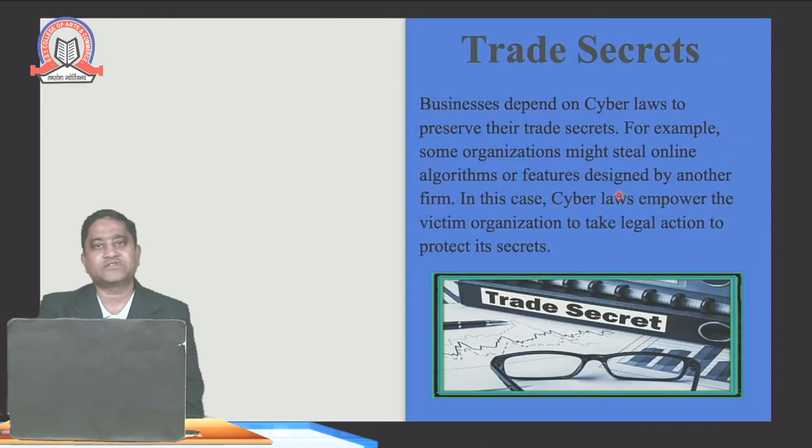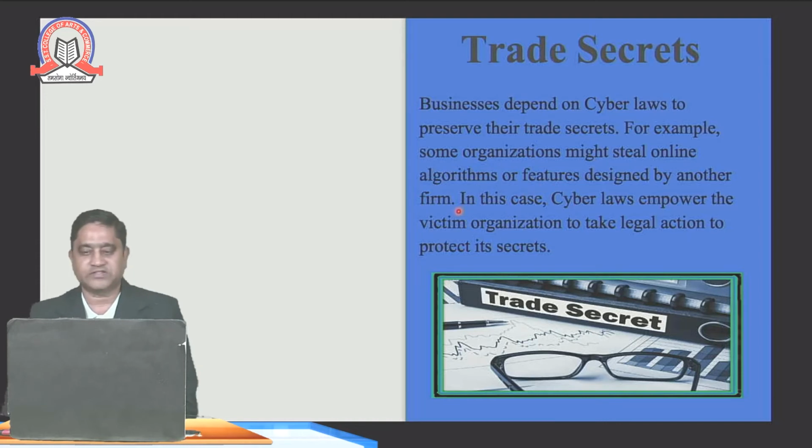Trade secret depends upon the secrets which are kept confidential by the persons working in an organization. Businesses depend upon cyber law to preserve trade secrets. For example, an organization might steal online algorithms and features designed by another firm. In this case, cyber law empowers the victim organization to take legal recourse, legal action, to protect its secret. Whenever an algorithm is stolen without the permission or consent of its owner, the crime committed by stealing that algorithm is called theft of trade secret.